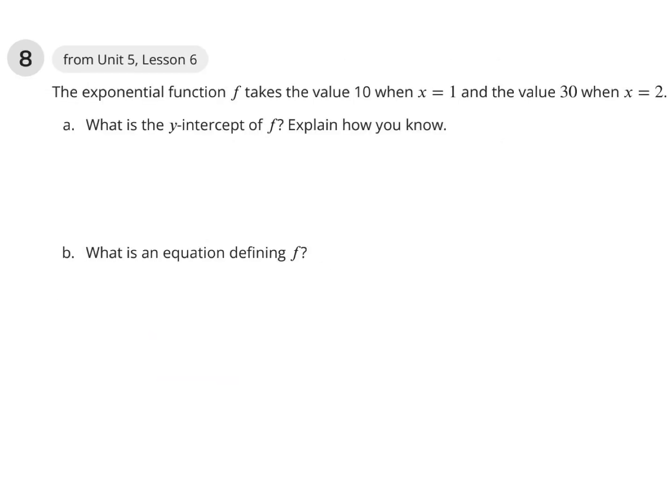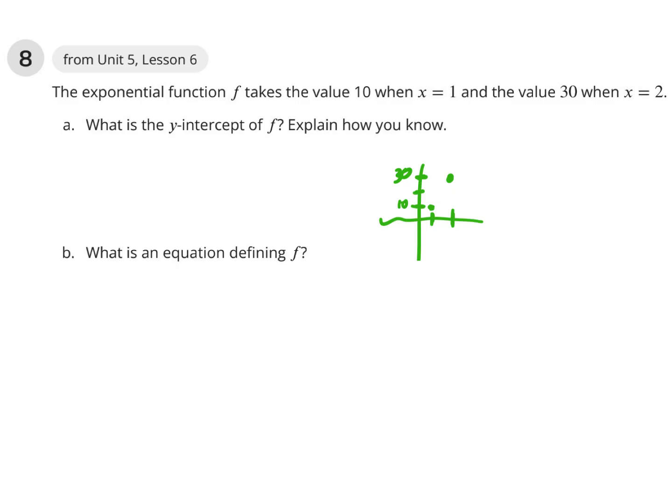The exponential function takes the value of 10 when x equals 1. So the first thing I'm going to do, I'm going to draw a graph to help me see. So at 1, we're at 10. At 2, we're at 30. So at 1, we're at 10. At 2, we're at 30.